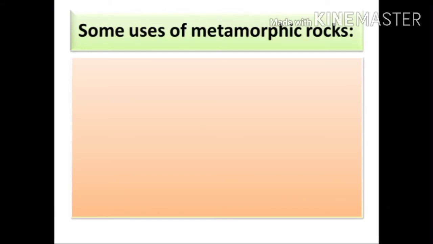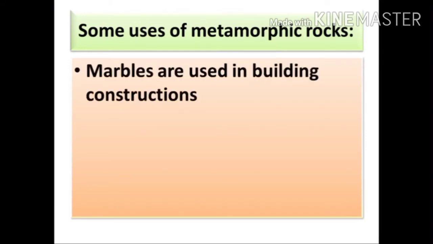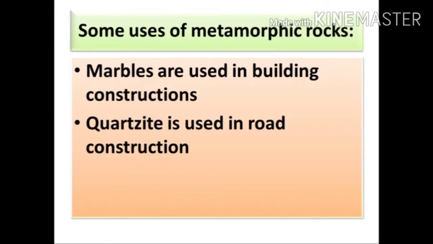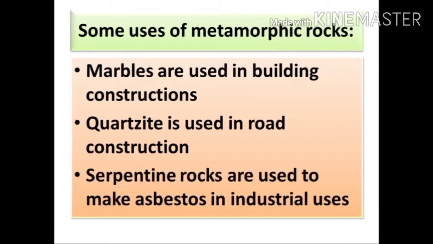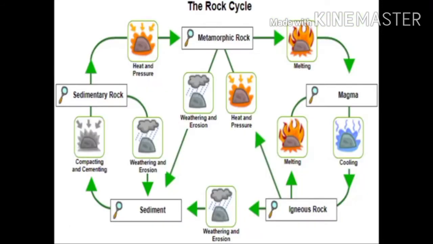Some uses of metamorphic rocks. Marbles are used in building constructions, quartzite is used in road construction, serpentine rocks are used to make asbestos in industrial uses. So this is the rock cycle.